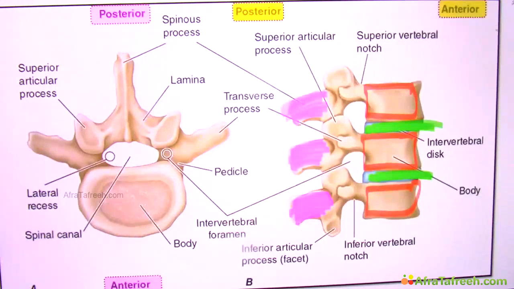Okay, what else? Can you see between the vertebrae there is some opening? This is called the intervertebral foramen. And what is passing through the intervertebral foramen?